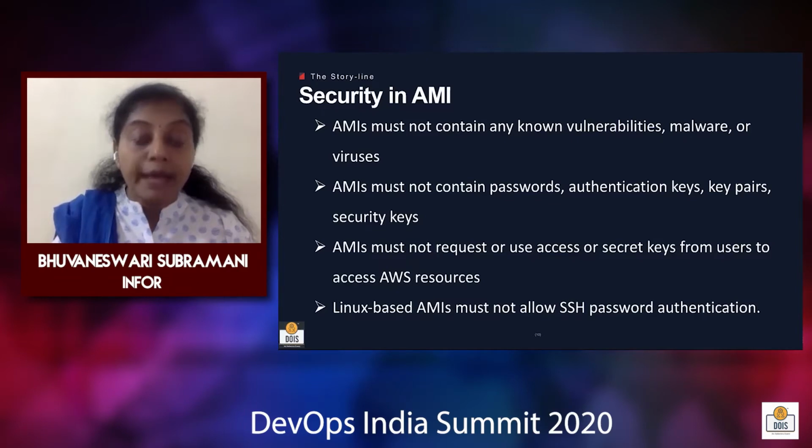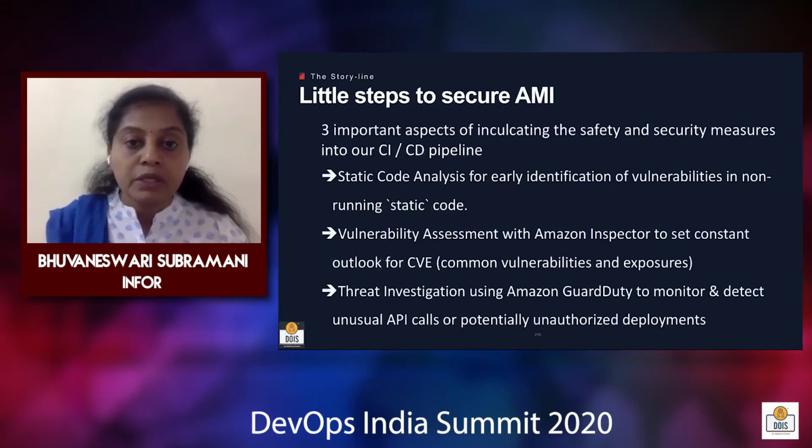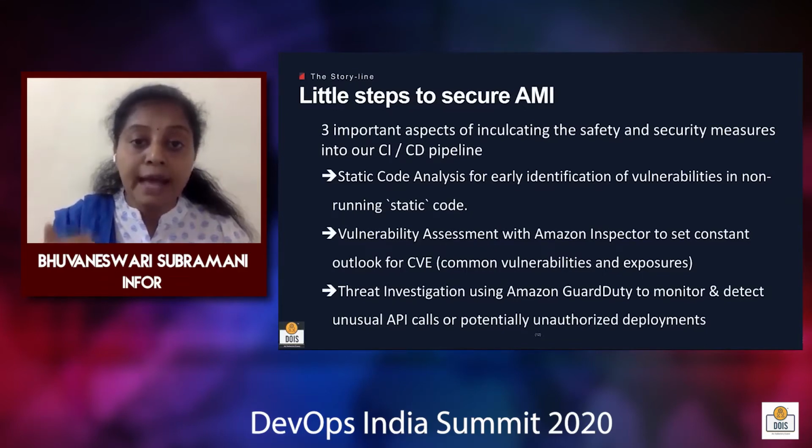So how are we going to ensure that the AMIs we create are free from these vulnerabilities? That's what we're going to check as part of our session. There are 3 stages where we can implement security in the pipeline: static code analysis, vulnerability assessment, and threat detection. What are the steps to secure these AMIs? We are talking about 3 different aspects of inculcating safety and security in our CI/CD pipeline.